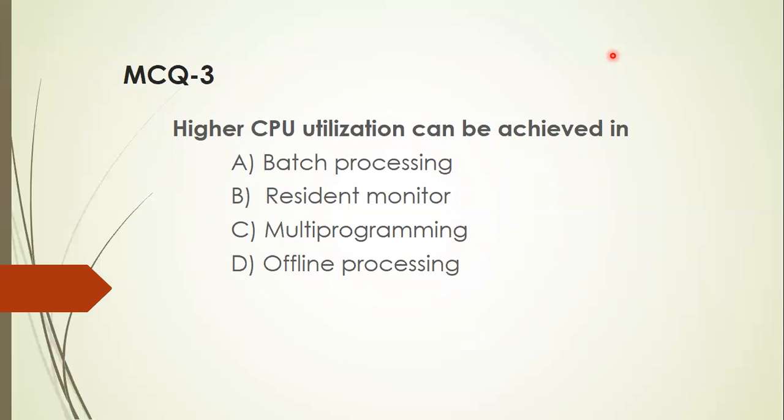Higher CPU utilization can be achieved in batch processing, resident monitor, nothing but early system, multi-programming, offline processing. So far we have not discussed anything about offline processing. So that I'm going to discuss in the next session. So the correct answer is C.